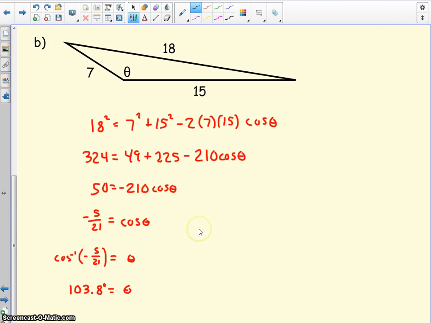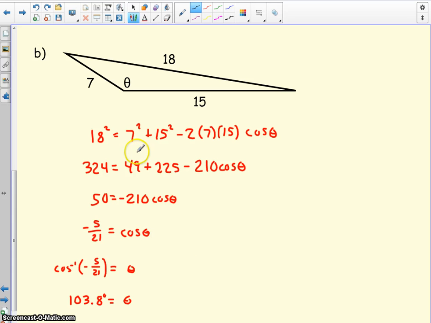Okay, down here in B, you should have gotten 103.8 degrees. In this situation, I have three sides and no angles, so I don't have any angle side pairs. I have to use cosine law. So I can use cosine law to solve for any angle I want. I'm going to choose to solve for the one I'm looking for, to save myself some time.